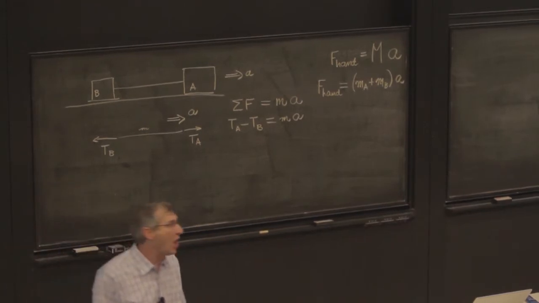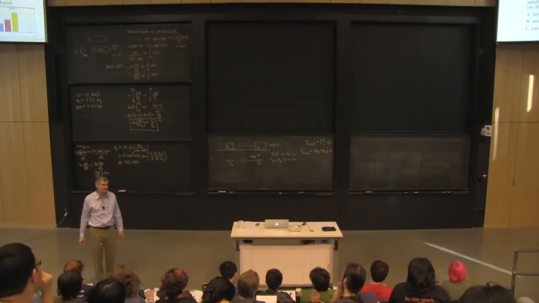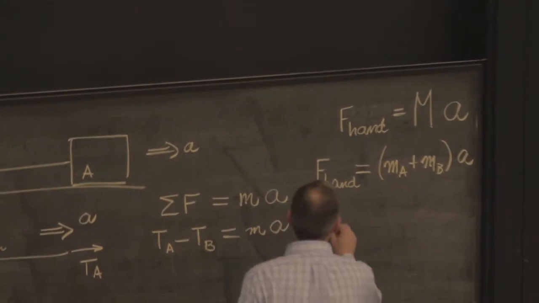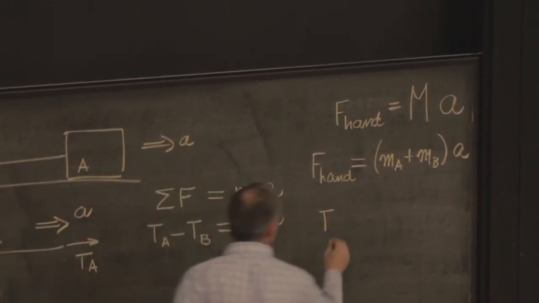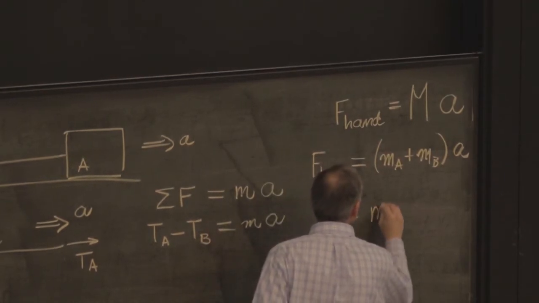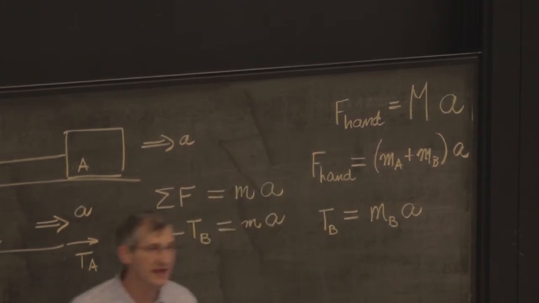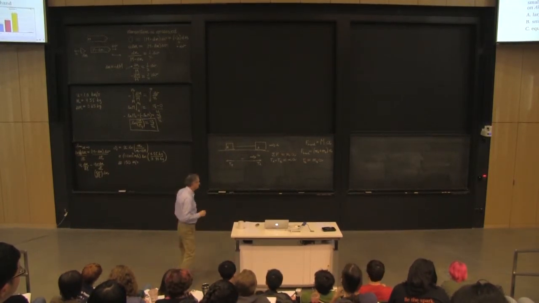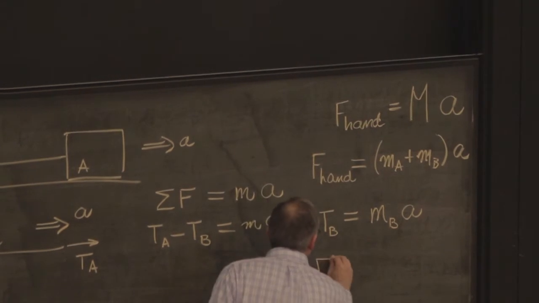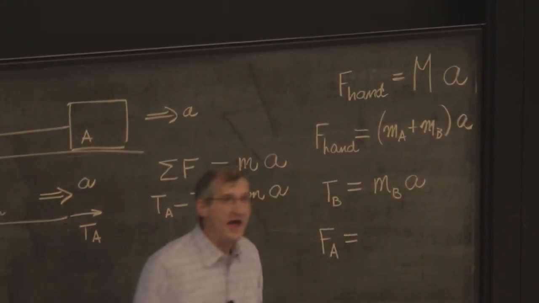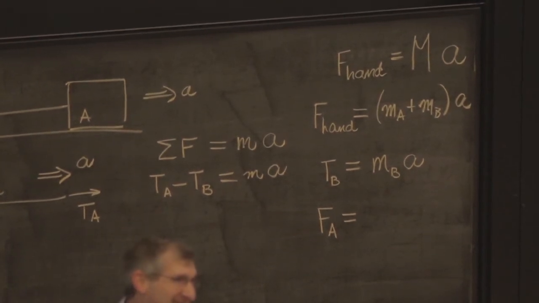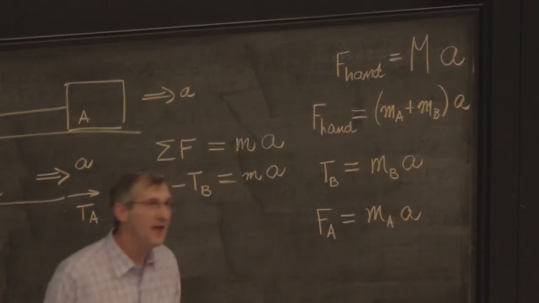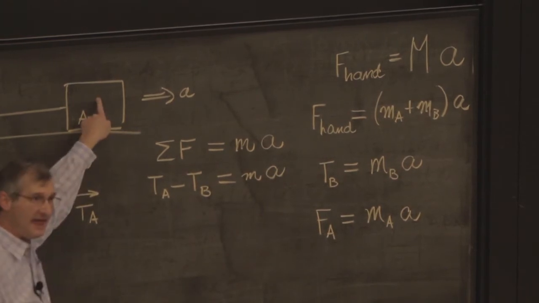What must be the force on B in order for it to have the same acceleration? Just mB times a. Okay, so the tension force T on B must be equal to the mass of B times the acceleration a. What must be the net force on A? How fast is A accelerating? A. Not a very good choice of letters. mA times a.